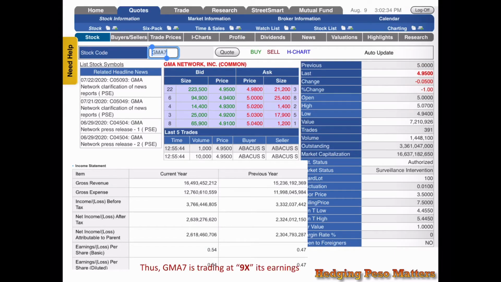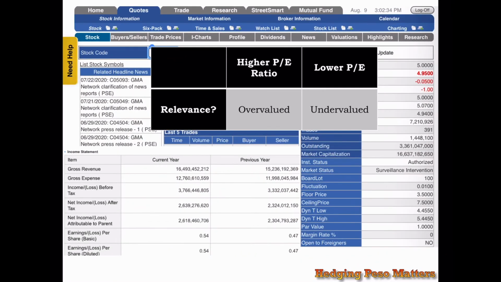So what is the significance of this? This is how we determine whether a stock is overvalued or undervalued. Always remember that if the PE ratio is high, it means it is overvalued, meaning GMA 7 is trading at a higher price per peso of earnings. So this is on the fundamental analysis side.